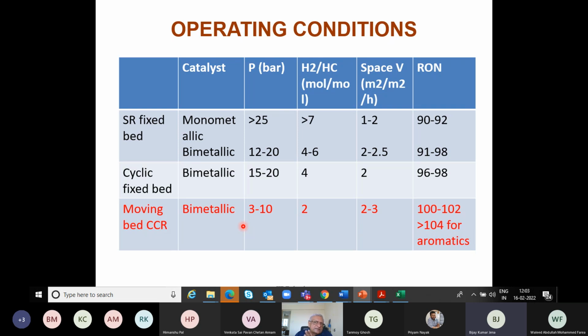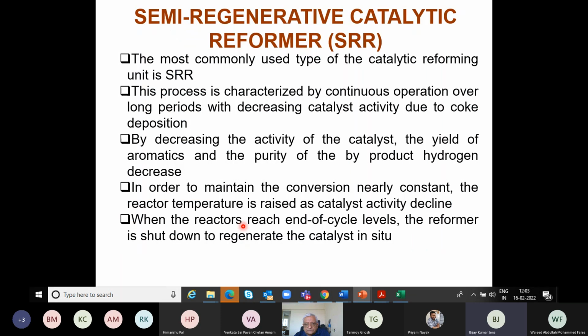So higher than 600,000 ton, no discussion. We will definitely go for CCR. Anything lower than 300, there's again no discussion. We go for semi-regenerative. Between 300 to 600, one can take a call in terms of whether you want to go for semi-regenerative or for CCR reformer.